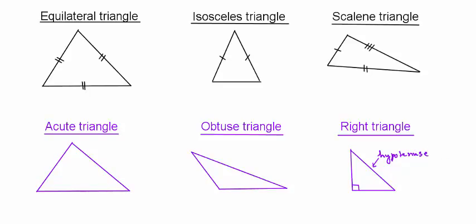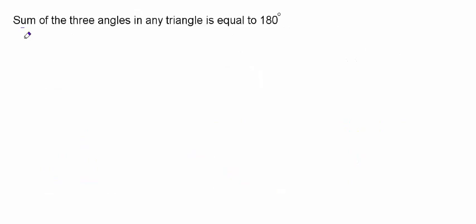No matter what the type of triangle, all triangles share some common properties. The sum of the three angles in any triangle is equal to 180 degrees. Let's go ahead and try to prove that. And to be able to do that, you need to know something about parallel lines.